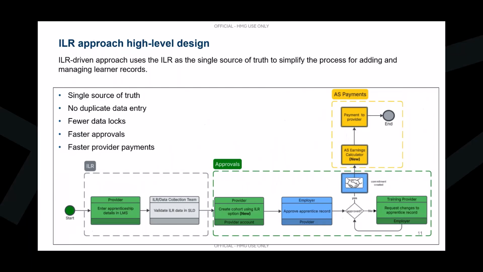So as you can see in this slide, to simplify the current service design, for new starts, we've implemented changes that streamline the creation of learner requests. Rather than entering the learner information twice, providers now enter it only once into the ILR. From there, we'll use the same information throughout the apprenticeship service, reducing administration, also helping minimize data locks, simplify the approval process, and facilitate timely release of funds to providers. Ultimately, this will enable our users to focus more on training and upskilling learners while running the business.